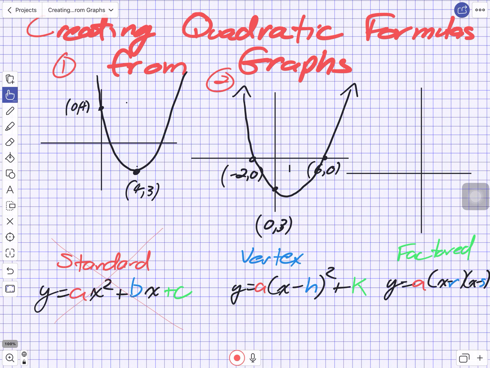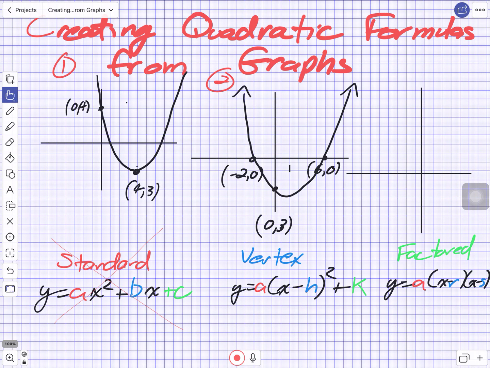They didn't. We're going to really focus on creating a vertex or a factored form, and you do need pretty specific points to do it. Otherwise, you can get more difficult processes to solve it out. But let's talk about the two we have.